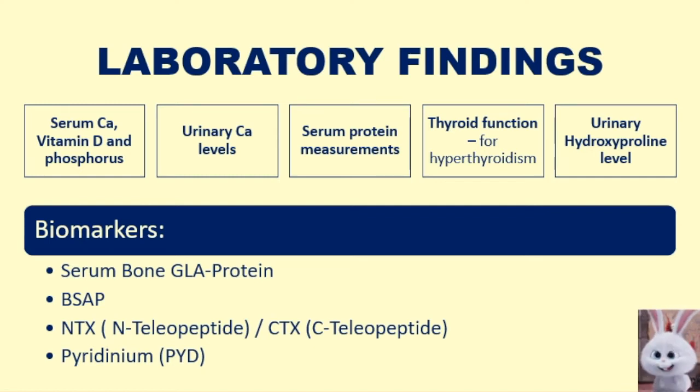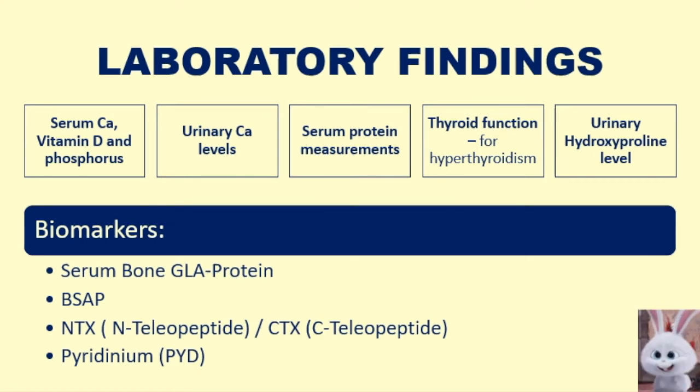Next, you have your urinary calcium levels. Again, in osteoporosis, usually the osteoclastic activity would be more than the osteoblastic activity. So there is a lot of calcium in the bloodstream. Because of that, there will also be a lot of calcium being excreted through your kidneys. So urinary calcium levels would also be increased. Serum protein measurements may be increased, especially if there is liver damage. Thyroid function would be increased, especially in hyperthyroidism.